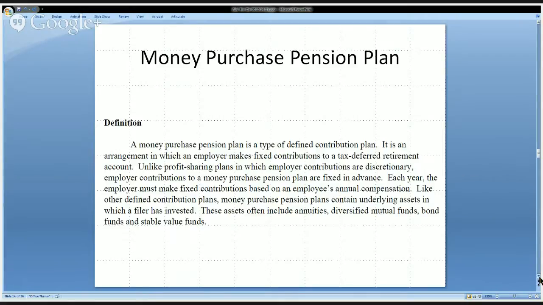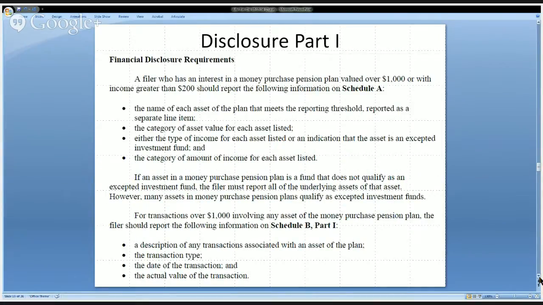But before we get to the conflicts analysis, let's take a look at the reporting requirements for the money purchase pension plan, because the disclosure analysis is separate from the conflicts analysis. Right, and when we're talking about public financial disclosure, it's good to make sure that we have something fully disclosed in accordance with the Ethics in Government Act, and then apply the criminal conflict of interest statutes and OGE's regulations to determine if we have a potential conflict or other ethics problem.